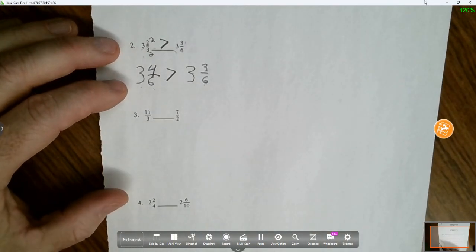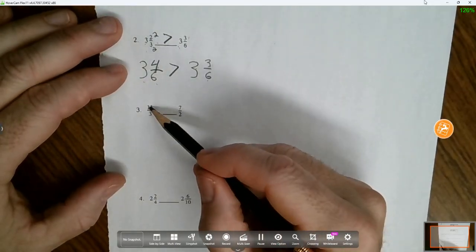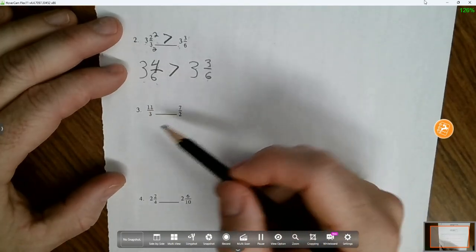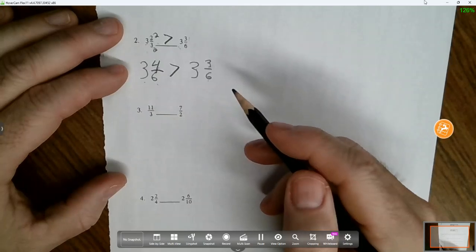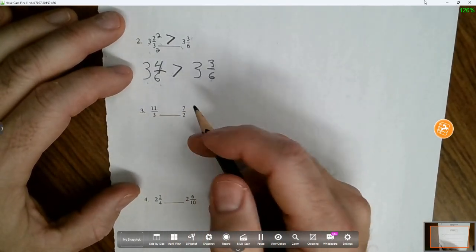All right. I think we're kind of on a roll. Let's keep going with these. See how this works out today. All right. Again, I don't like this top. Let's get rid of this. We want to have a whole number because we're top heavy. Top heavy. All right. So how many times can 3 go into 11?